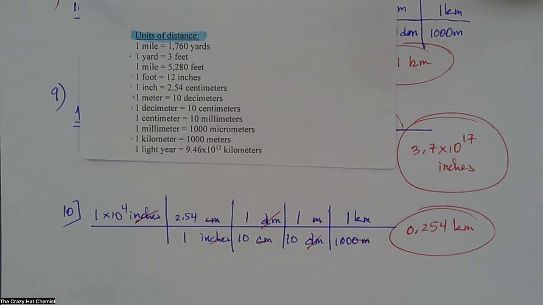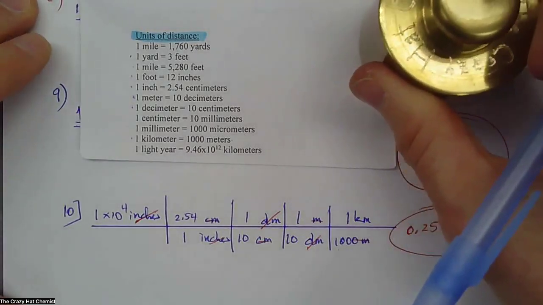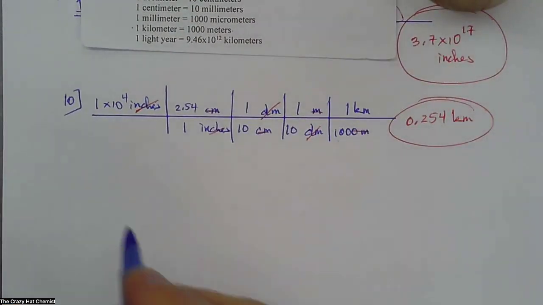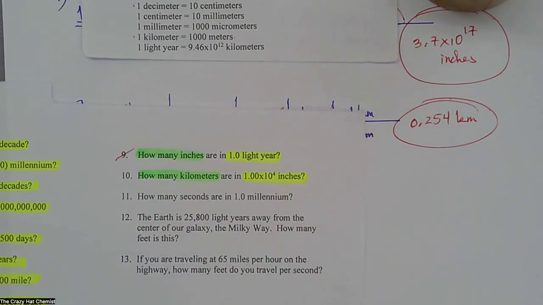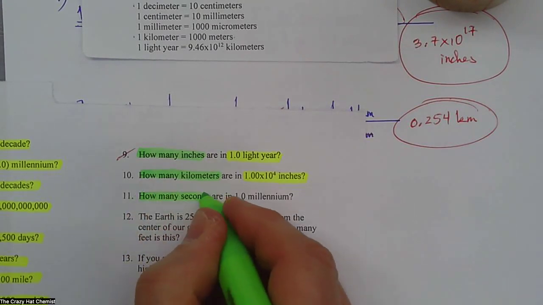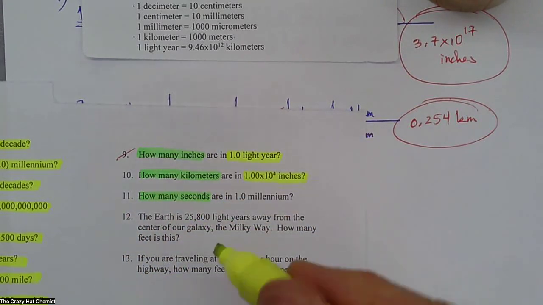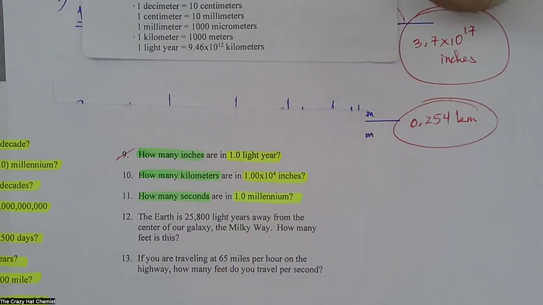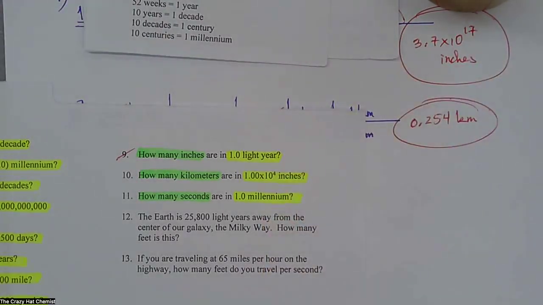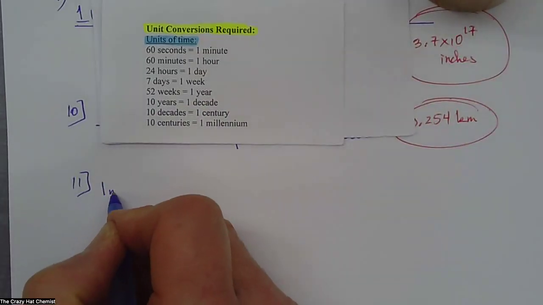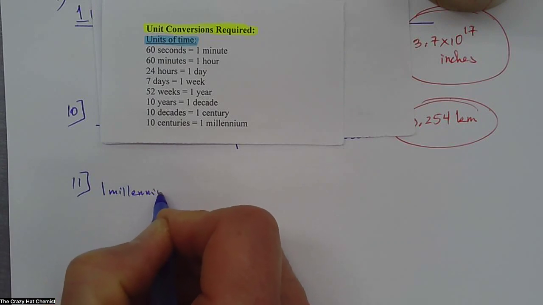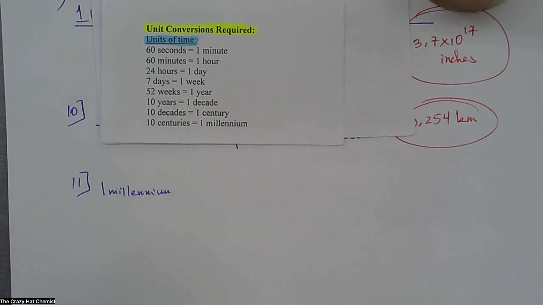No way. Unbelievable. All right, now what we are going to do is the next problem, problem number 11. Problem number 11 is the following: how many seconds in 1 millennium? Oh my gosh, now we are on time. Again, we're on another unit conversion set, which is time this time, pun intended. So what do we have? 1 millennium, and we want to get to seconds. So this is going to be a very long one.